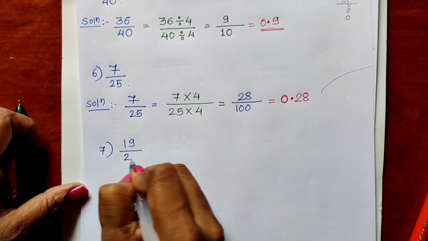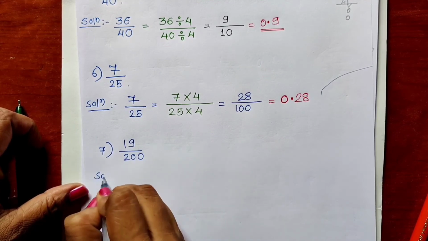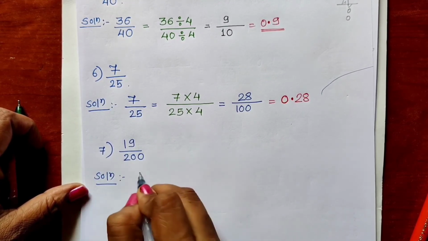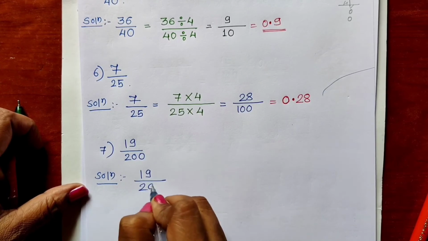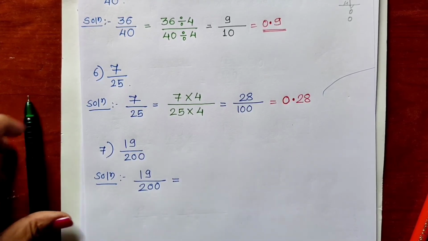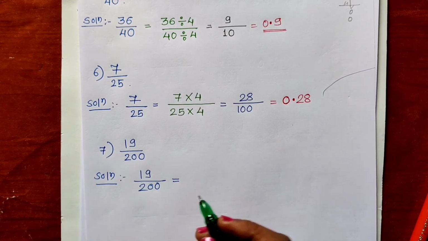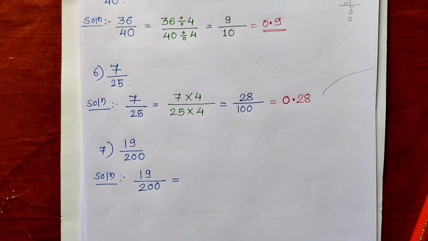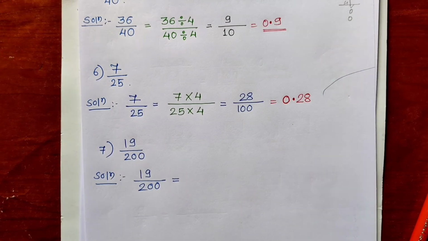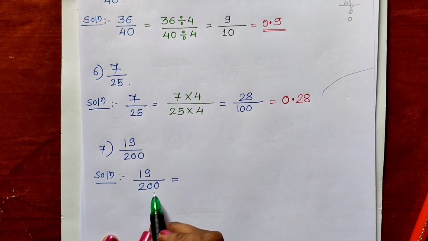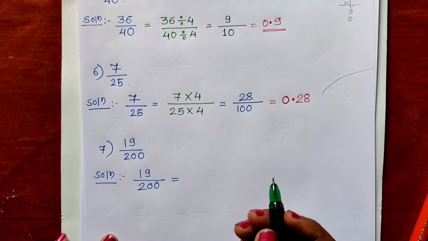19 upon 200. Solution. Again write the number 19 upon 200. As I have told you, it is not necessary every time we have to multiply. We can divide also. So as you all can see, if you divide 200 by 2, what will be the answer? It will be 100. If you divide 200 by 20, what will be the answer? Answer will be 10. Or if you multiply 200 by 5, you will get 1000 in the denominator.